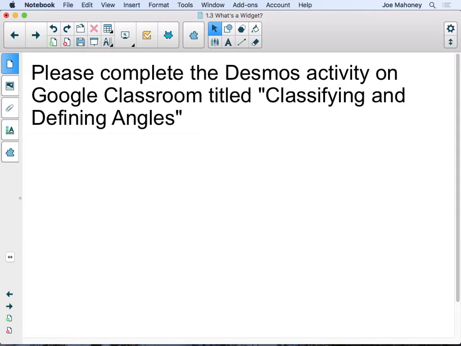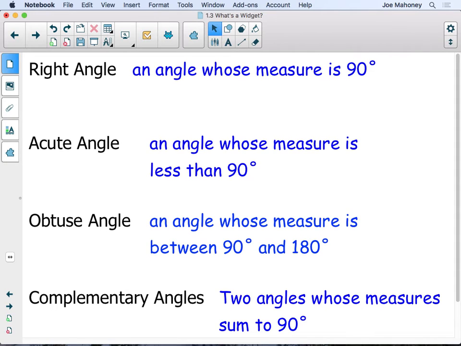Hey, welcome back. So let's see some of those definitions. You might notice that a right angle is an angle whose measure is 90 degrees. We kind of talked about that with perpendicular. An acute angle is an angle whose measure is less than 90. Obtuse is when the angle's measure is greater than 90 but less than 180. It's between 90 and 180.